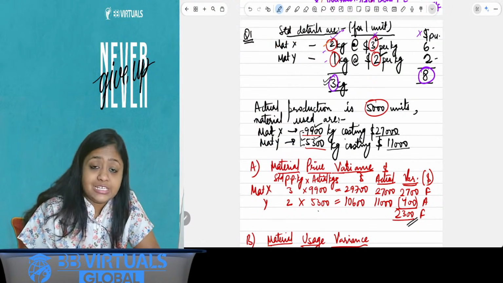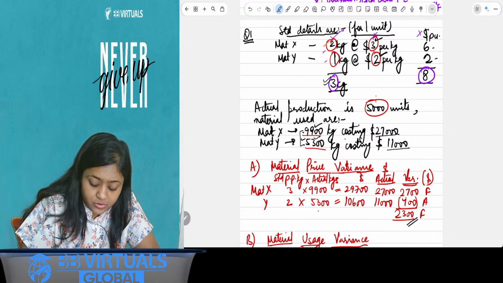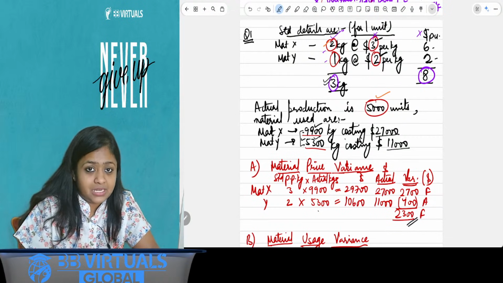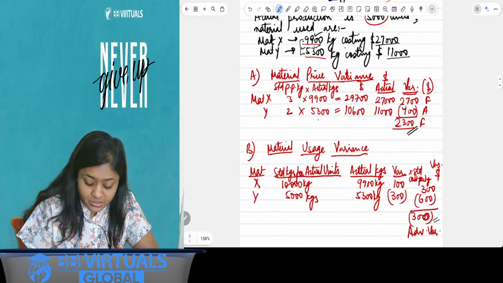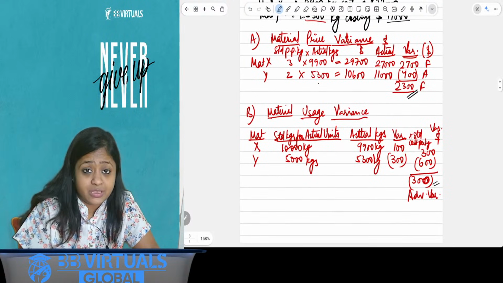We require 2 kgs to make 1 unit, and total units required are 5,000. So material X ideally is required 10,000, but we have used 9,900. So it's a favorable thing, no? We have a favorable variance.